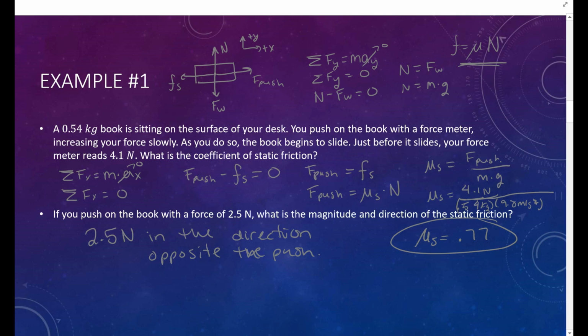I apologize for my very messy handwriting. But it is going to be opposite the direction of push. If I push to the left, it's going to be to the right. If I push to the right, it'll be to the left. Opposite the direction of the push.